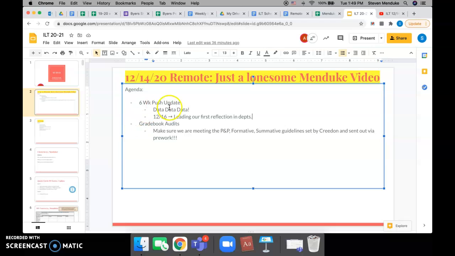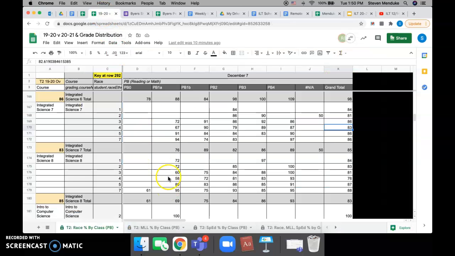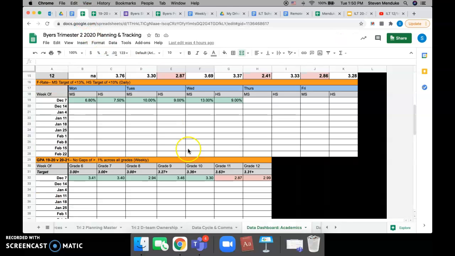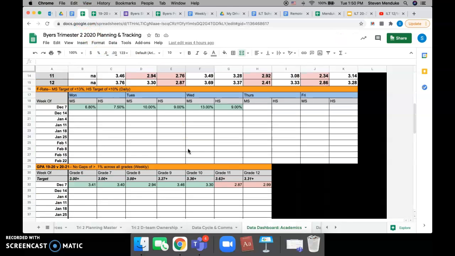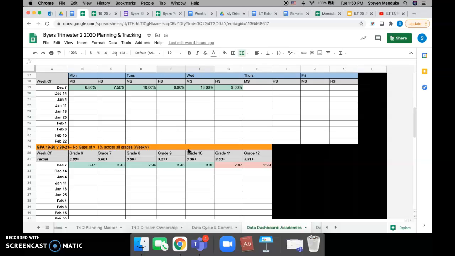To sum up, we talked about some of our big data pushes. We talked about some of our big data trackers. This is the main one here where we're looking at grade distribution data. This one y'all don't have access to. This is like our D-Team dashboard, but you'll have access to all of this because I'm going to share it with you on a weekly basis.